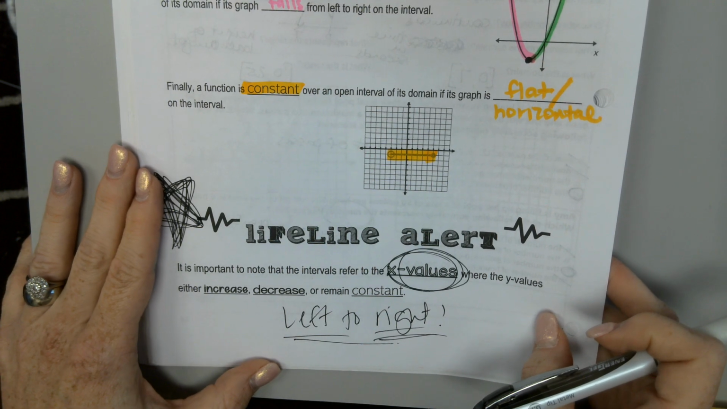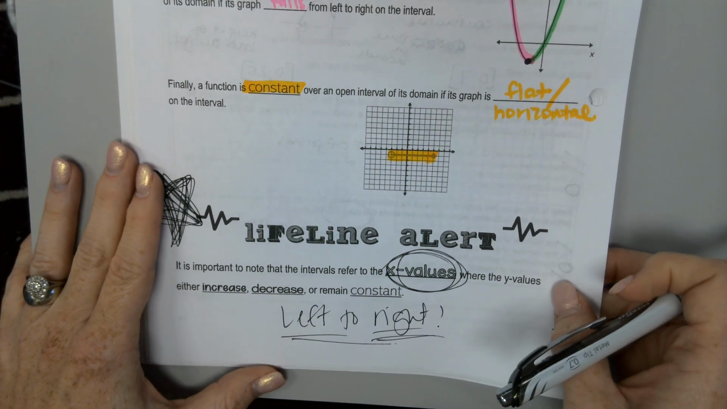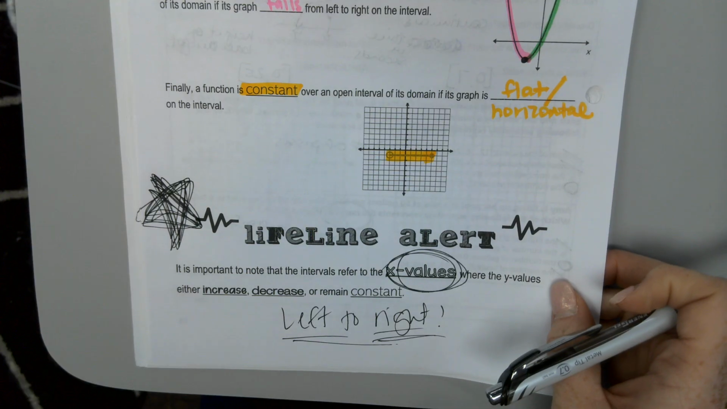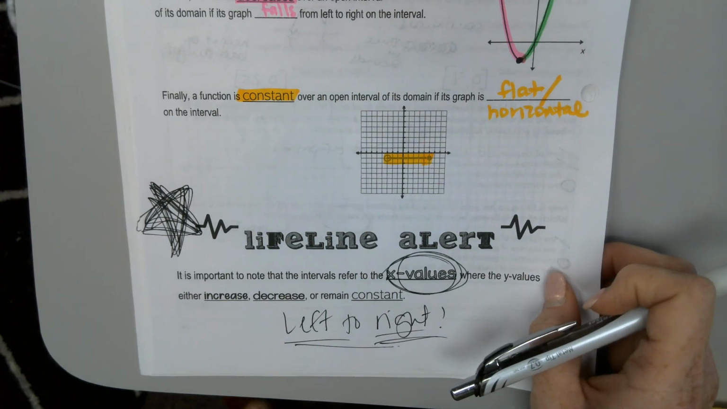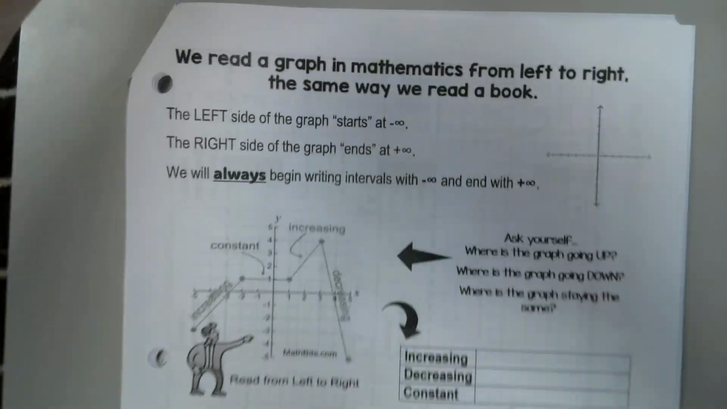Any kind of interval is written from left to right according to our x value, no matter what kind of interval it is: increase, decrease, constant. And then tomorrow we'll talk about positive versus negative, okay? All right, flip it over.